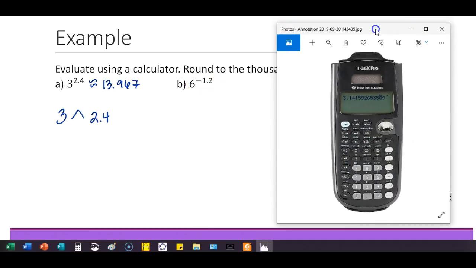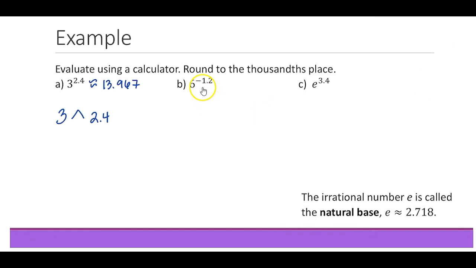Going ahead and viewing a calculator again, there is typically a button that is negative, which has little parentheses around it indicating negative, as opposed to the subtraction symbol, because then you will get an error if you use subtraction instead of a negative symbol. Typically the negative is smaller, shorter in length than the subtraction symbol. If you enter this into your calculator, you get 6 to the negative 1.2 is approximately 0.116 if I round to the thousandths place.